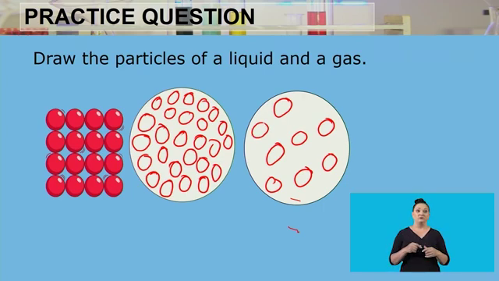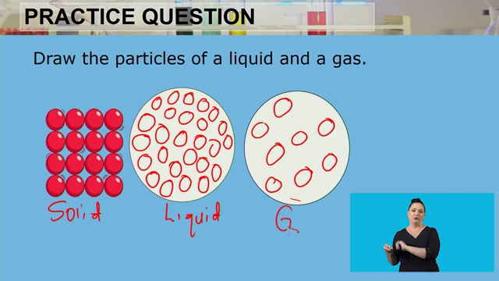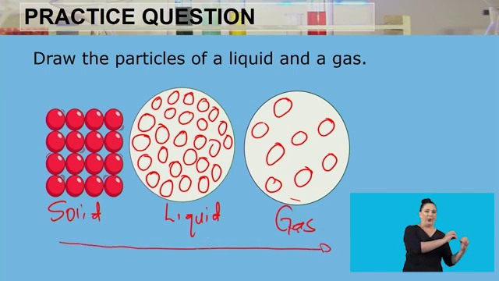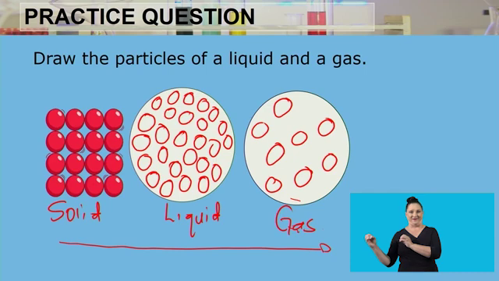If we were to label our diagram, this is going to be a solid, this is going to be a liquid, and this is going to be a gas. As we can see, moving from the left-hand side to the right-hand side, the spaces between the particles get bigger and bigger, and the shape is different. A solid has a rigid shape, whereas a liquid takes the shape of the container. However, a gas is just random, there's no definite shape.